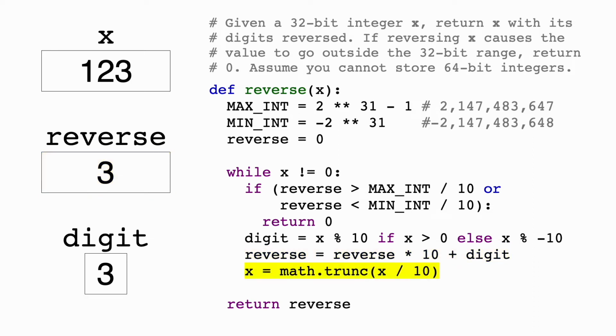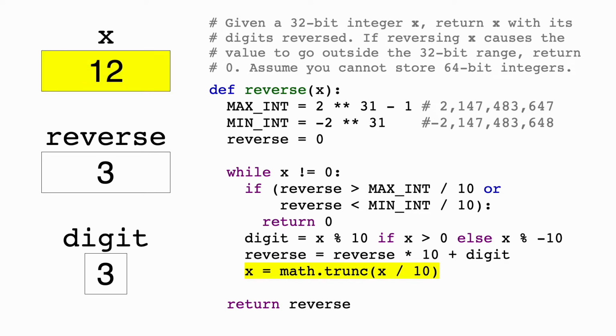The last step is to remove the digit we just transferred, 3, from x, and we'll do that by first dividing x by 10 and then using the trunc function from the standard math library. So truncating a number will simply get rid of everything past the decimal point. So 123 divided by 10 equals 12.3, then truncated will just be 12.